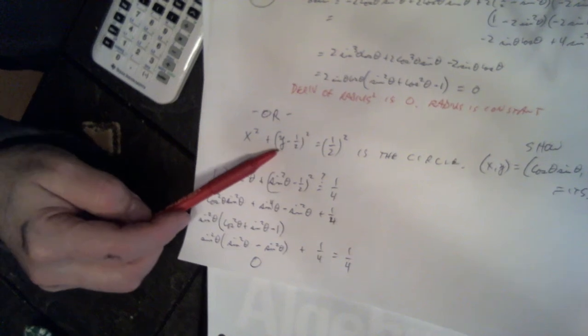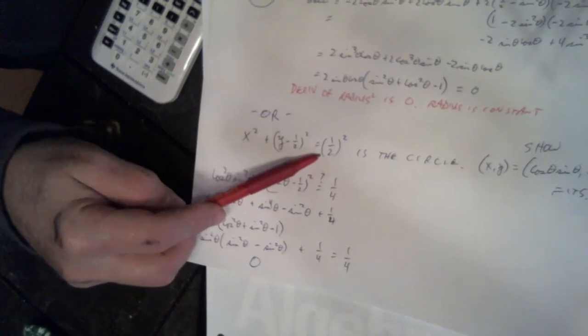Now the other option is this. We have the regular xy coordinates for a circle centered at 0, 1/2 would be x squared plus y minus 1/2 quantity squared equals 1/2 squared. That's the equation for the circle. If it's a circle, and we'd like to show it's a circle.